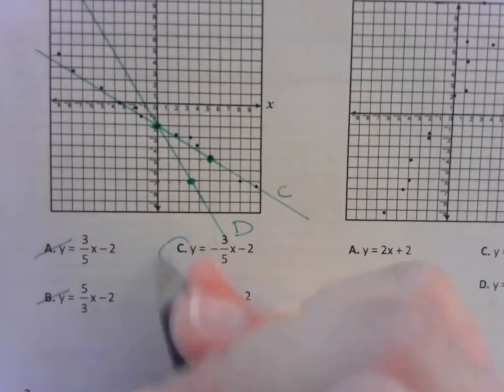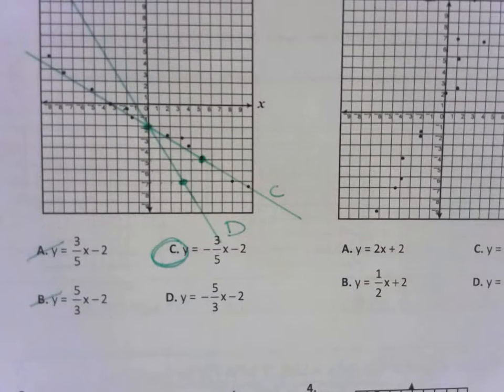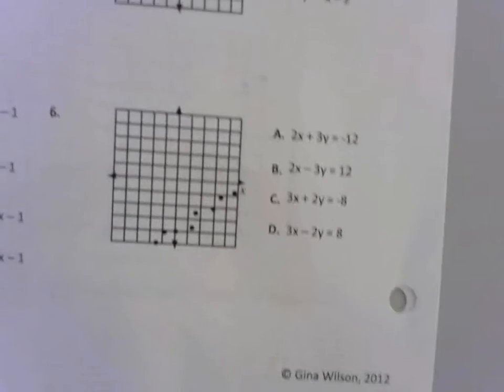C. This is much easier than the other way. Yeah, it is. I like the way they do this. Okay, any questions on that? Okay, let's look at 6 real quick.